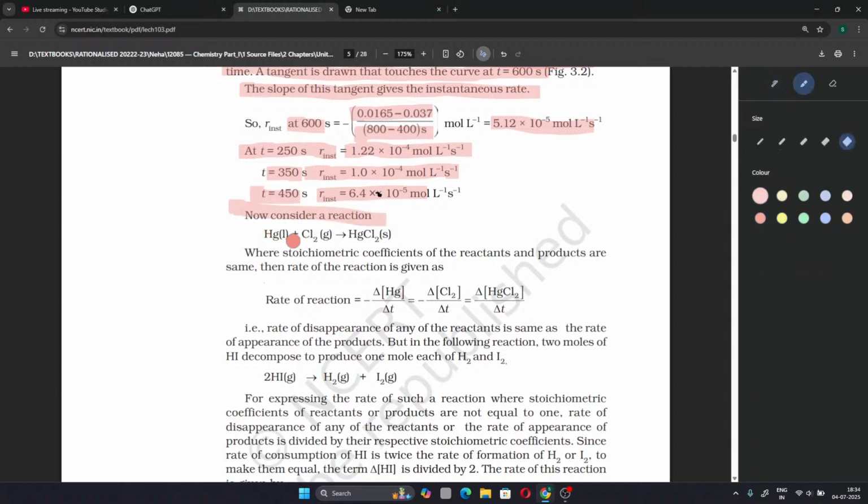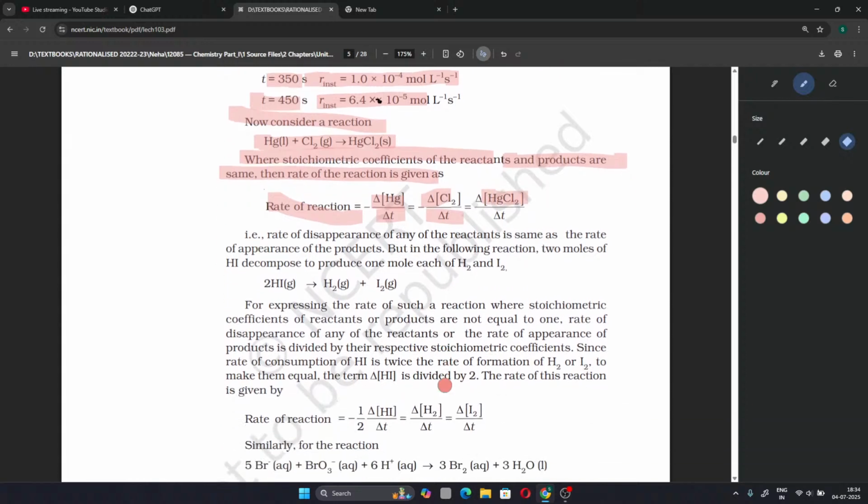Now consider a reaction, mercury reacting with chlorine to give mercury chloride, where the stoichiometric coefficients of the reactants and products are the same. Thus the rate of the reaction is given by, when stoichiometric coefficients are same, all are 1, the rate of reaction is disappearance of Hg by time, disappearance of chlorine by time, appearance of HgCl2 by time.